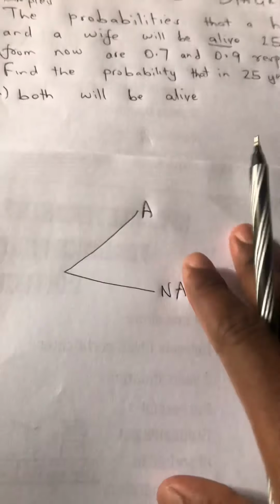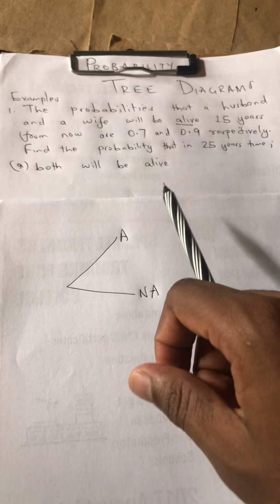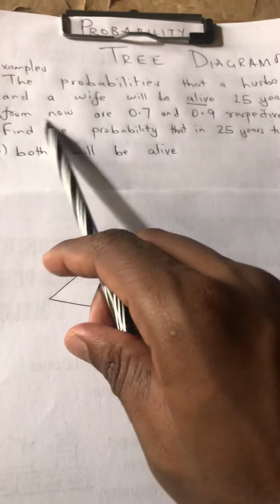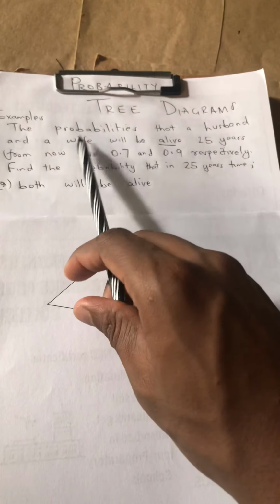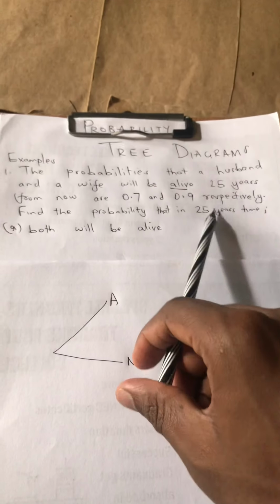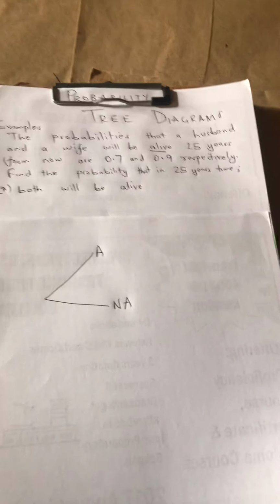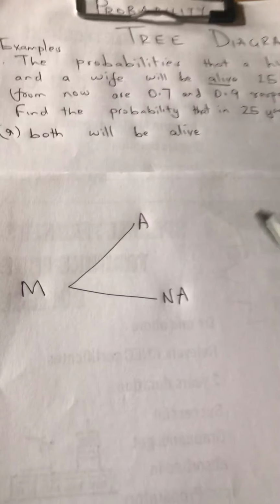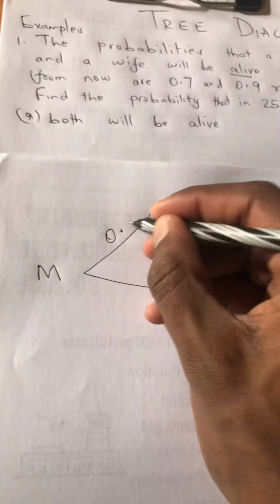So the probability that a husband and a wife will be alive 25 years from now are 0.7 and 0.9. So 0.7 is the probability that a husband will be alive, and 0.9 is the probability that the wife will be alive 25 years from now. And that is why kumeandikwa hapo respectively. Hapo sawa? Nice one. So let's take these for the man. The probability that the man could be alive in 25 years is 0.7.